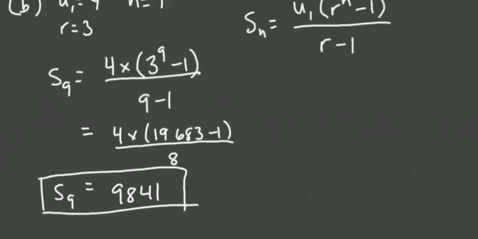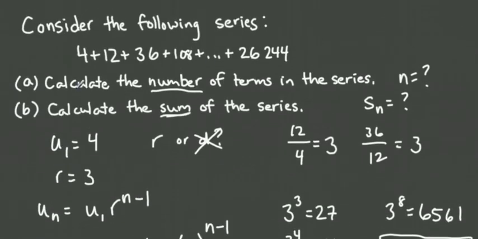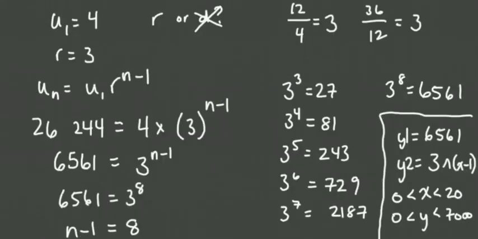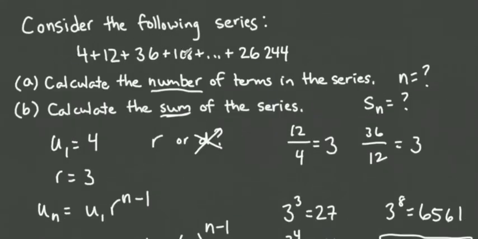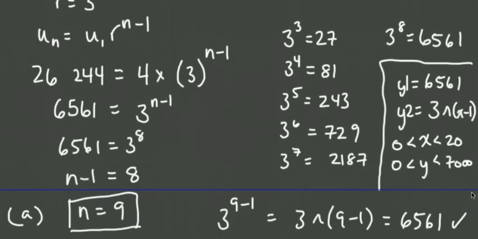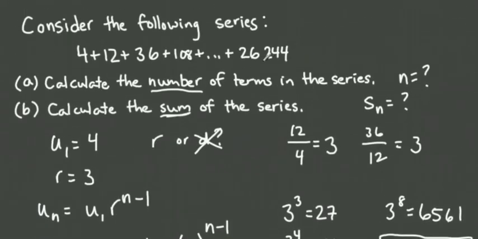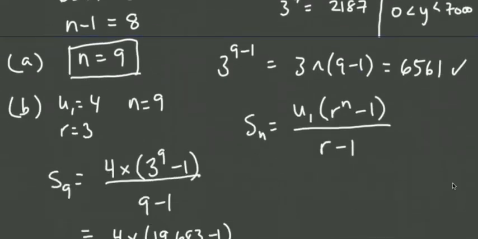So let's go back and make sure we answered the question. It was to calculate the number of terms in the series. Yes, we had an answer for that. N was equal to 9. So there are 9 terms in this series. So if this is 4, then I'm missing 5, 6, 7, and 8 before this is the 9th term. And then I had to calculate the sum of the series. And does that make sense to get 9,841 when my one term alone was 26,244? That doesn't make sense. I'm going to have to go back and see what happened.